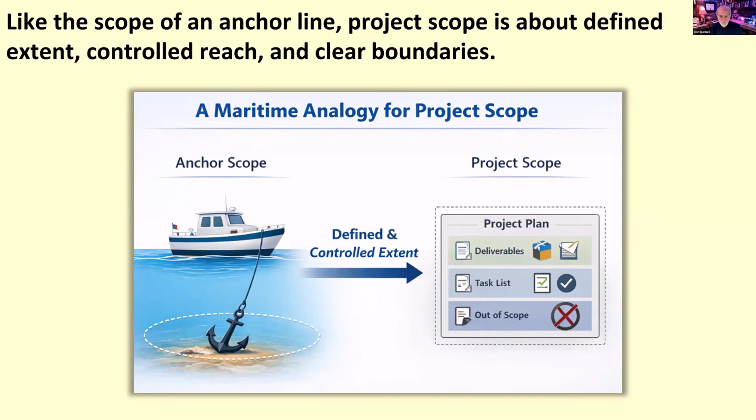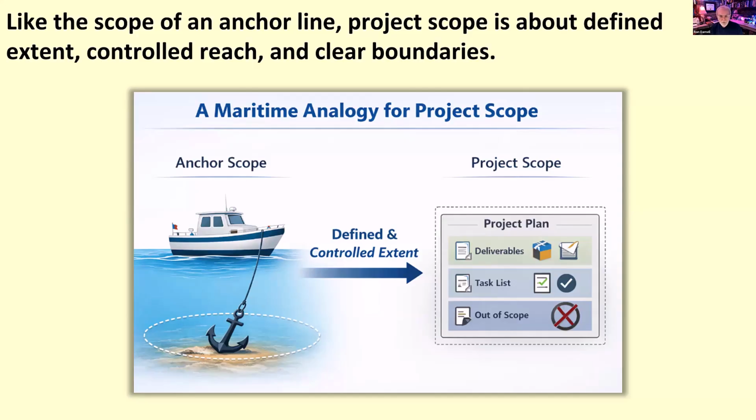It makes for a useful project management comparison because a project also needs a defined extent. It helps to be clear how far the work reaches, what's included, and where the boundaries stop. Just as a vessel needs controlled anchor scope to hold the position effectively, the project needs controlled scope to remain stable and manageable. The analogy is helpful because it reinforces that scope is not just a list of tasks, it's about a defined reach of the project.